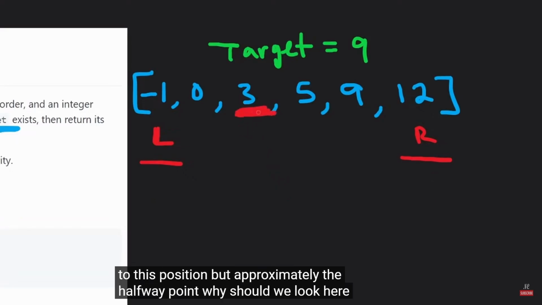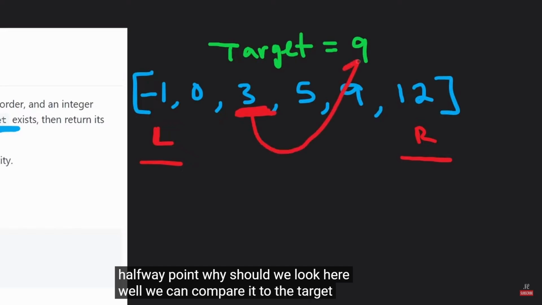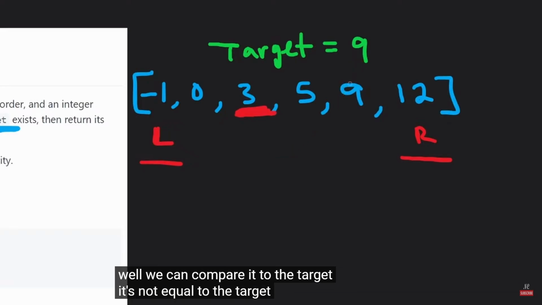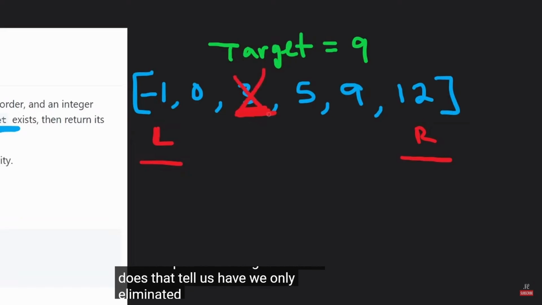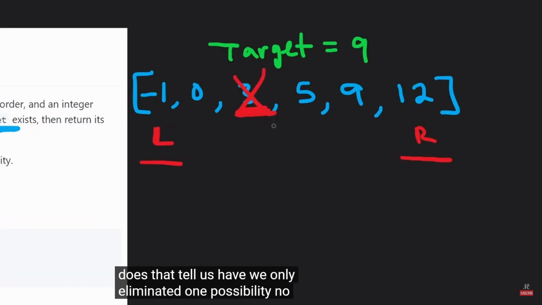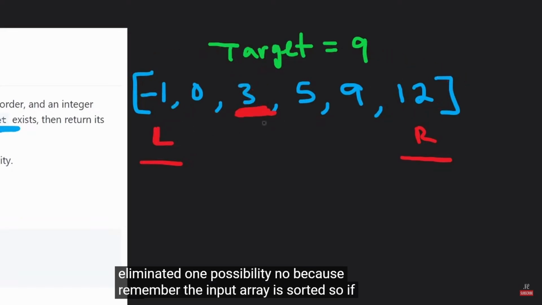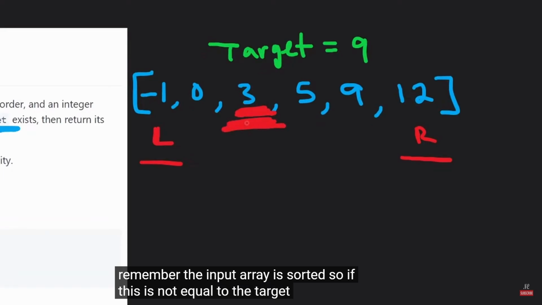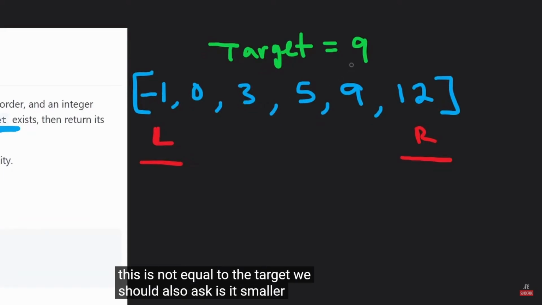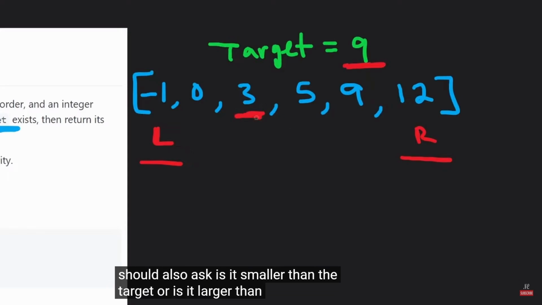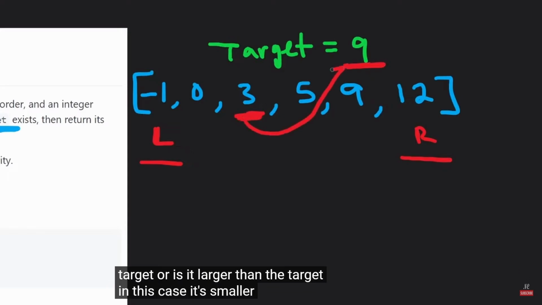Why should we look here? Well, we can compare it to the target. It's not equal to the target. So what does that tell us? Have we only eliminated one possibility? No, because remember, the input array is sorted. So if this is not equal to the target, we should also ask, is it smaller than the target or is it larger than the target? In this case, it's smaller than the target.